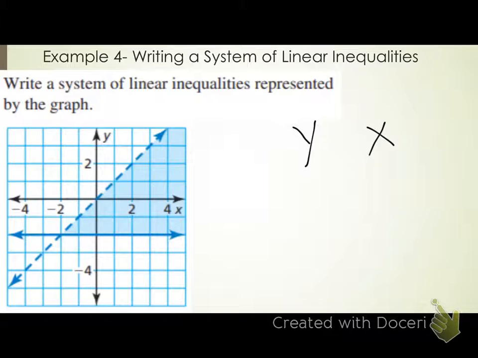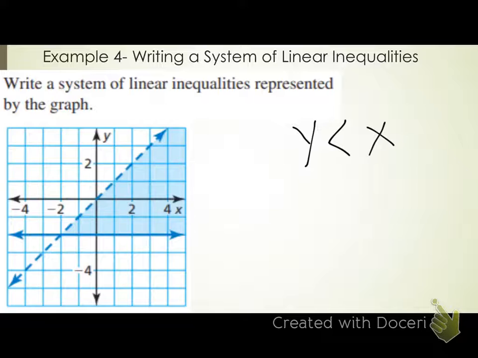So is it dashed or solid? Dashed. So is it going to have a line under it? No. Am I shading above or below that line? Below. So is it less than or greater than? Less than. There's my first inequality. I know we walked through that kind of quick, but do we see how we constructed that inequality?